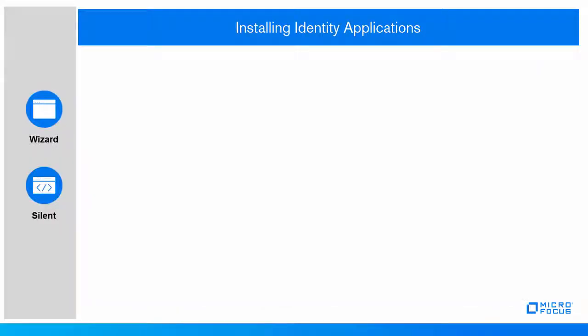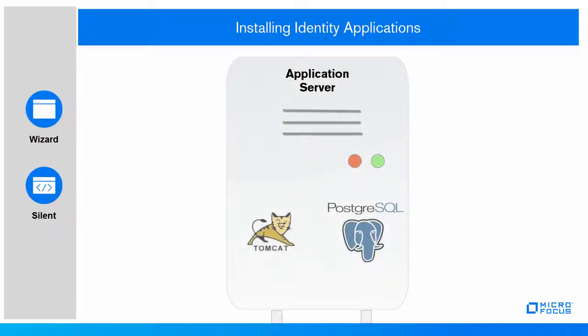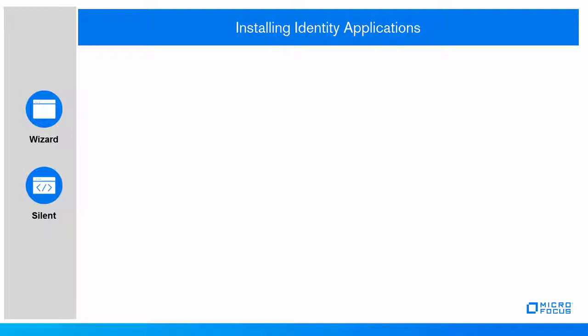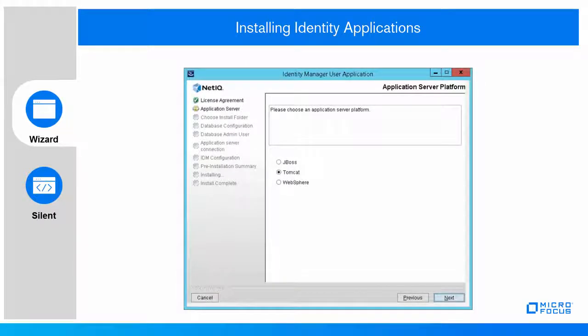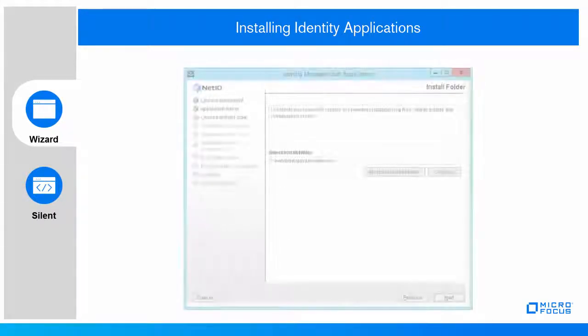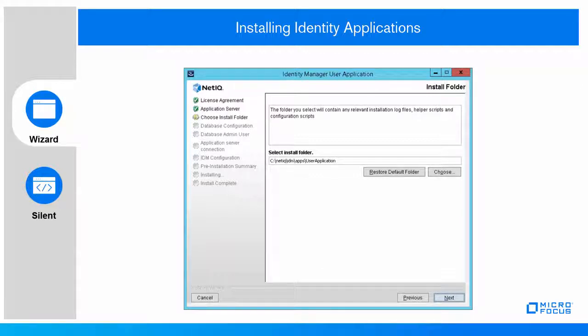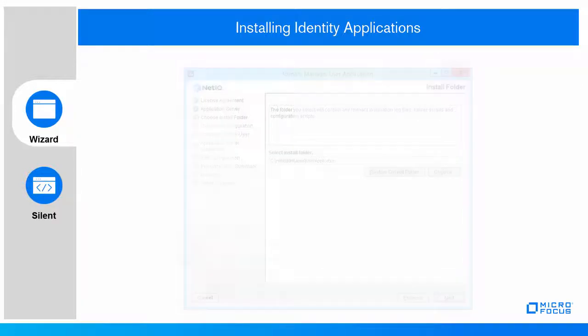Upgrade process. Now that you have all the required knowledge to start the process, let us install the identity applications on a Tomcat web application server with an already installed PostgreSQL database. You can upgrade identity applications in two ways, that is, using a wizard or in a silent mode. Using wizard, select the application server as Tomcat. Browse the location where you want to install identity applications.